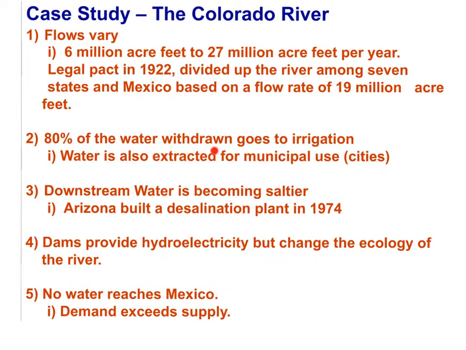80% of the water is withdrawn. It's going to irrigation. Water is also extracted for municipal use, the cities. Downstream water is becoming saltier. Arizona has built a desal plant in 1974. The dams do provide hydroelectricity, but they change the ecology of the river, and no water reaches Mexico. The demand exceeds supply.